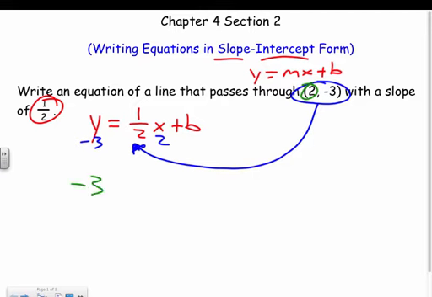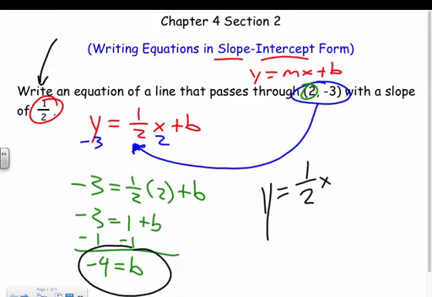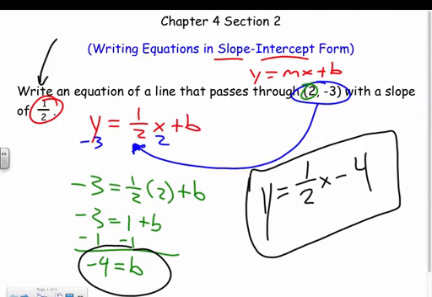So I'm going to rewrite my equation. -3 equals 1/2 times 2 plus b, and then we solve for b. So 1/2 times 2 is just 1. Subtract our 1 over, and that leaves us with -4. Now we're not finished because it says write the equation of the line. So I need to have y equals mx plus b with the slope and y-intercept plugged in. So we say 1/2 x with our slope, and we said our y-intercept was -4, so I just put -4 at the end for my y-intercept. So here's our answer.